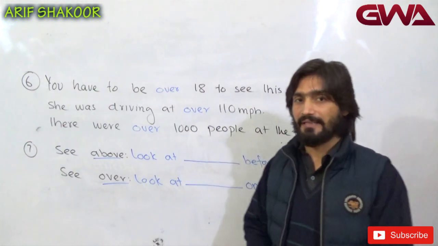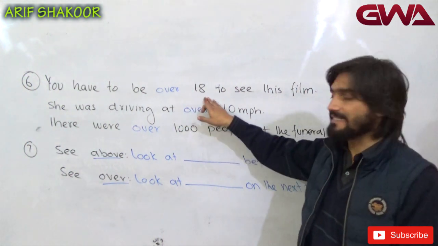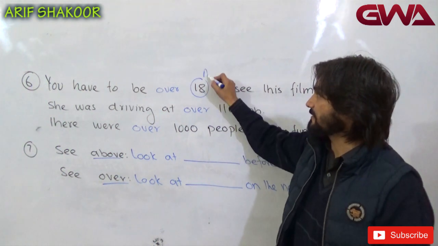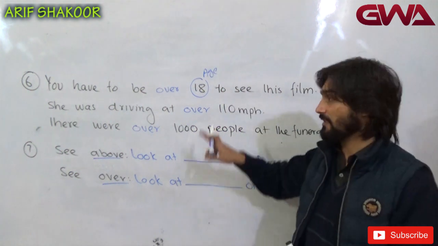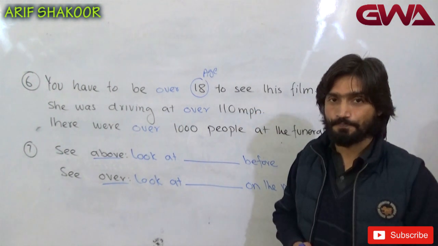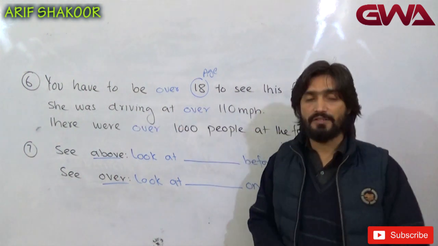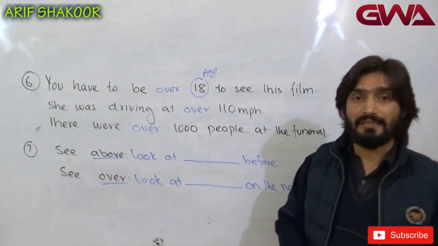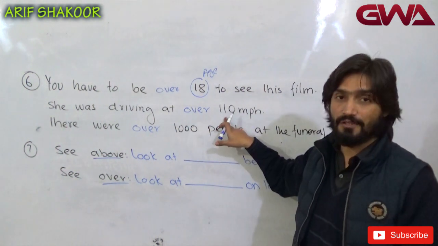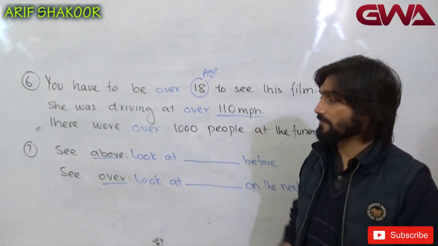Here are the examples in the last 2 points. Number 1, you have to be over 18 to see this movie. Now here 18 represents the age of a person. A person below 18 should not or cannot watch this movie. Now here over talks about age. Number 2, she was driving at over 110 miles per hour, means that the speed was over 110 miles per hour. Here we talk about speed.